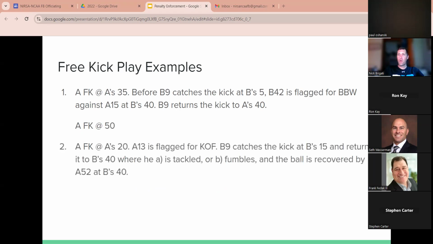Or if we kicked off from the 20 following a safety, we have a flag for the kicking team being offsides. B9 catches the kick at the 15 and returns to the 40 where he is tackled or he fumbles. And if he fumbles and it's recovered by A, we would have to enforce that penalty at the previous spot because B doesn't want A to have the ball. But if B has the ball at the end of the down, we could tack that enforcement for the OFK, excuse me, that's written incorrectly, that's my fault, from the dead ball spot and tack on 5.